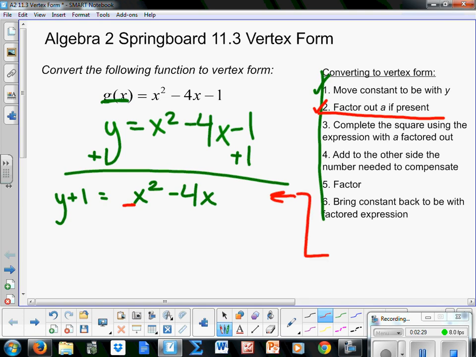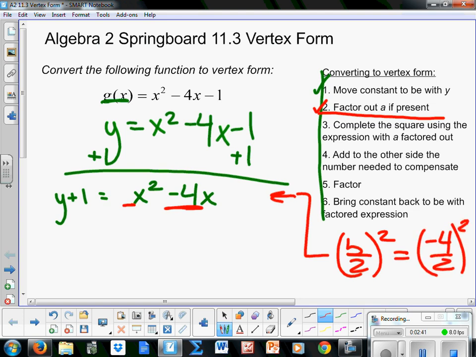On this side, we're going to add b over 2 squared, and this is referring to this b here. So we've got our negative 4 over 2 squared, so we've got negative 2 squared equals 4 here. So we're going to add 4 to this side. We got that for number 3.